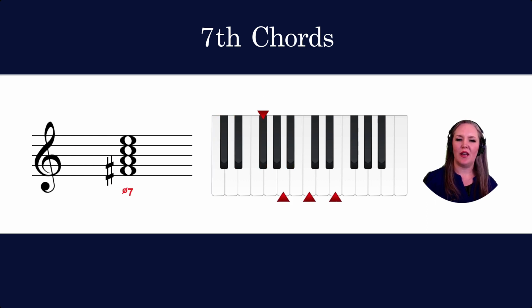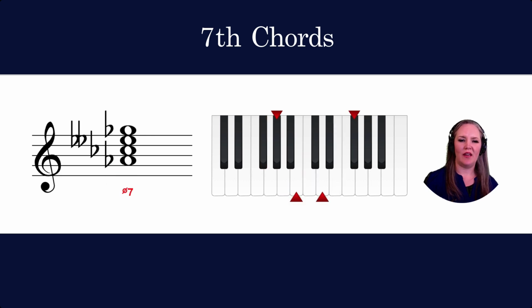Okay, let's create a half diminished 7th chord on F sharp. So F sharp, A, and C is the diminished triad. F sharp to E is the minor 7th. When you combine them, they form an F sharp half diminished 7th chord. F sharp, A, C, E.